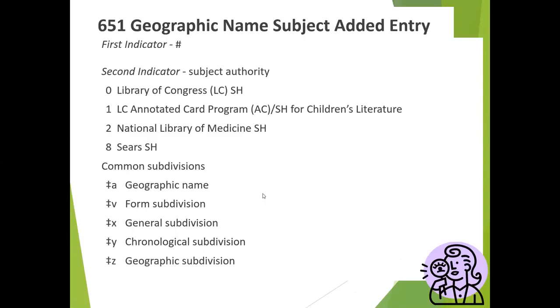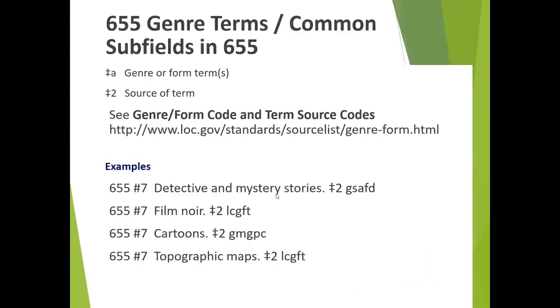651, geographic names. So this is really where we put our place names. And we talked quite a bit about places and topics in the last couple of classes, so we're not going to spend a whole lot of time on this. We're just reviewing as we go through. 655, that's where our genre terms go. And there's that subfield 2 for the source of the term.